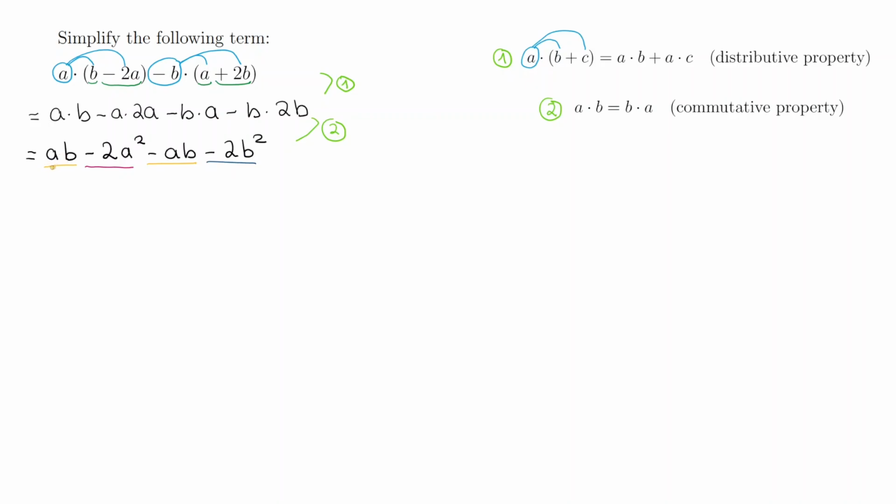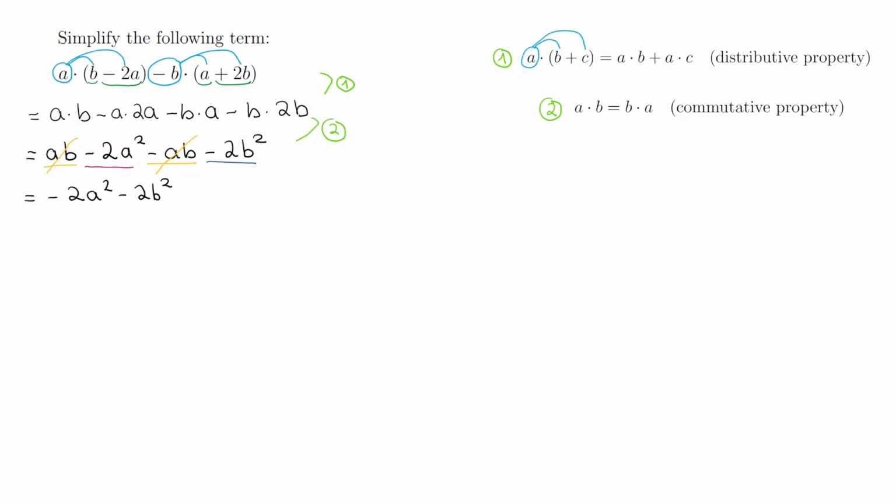Let's look here. We have here a times b minus a times b, so we can just throw that away because it's equal to 0. And the rest, we just copy it. We have minus 2a squared minus 2b squared. In my opinion, we can already leave it at this point as the final result.